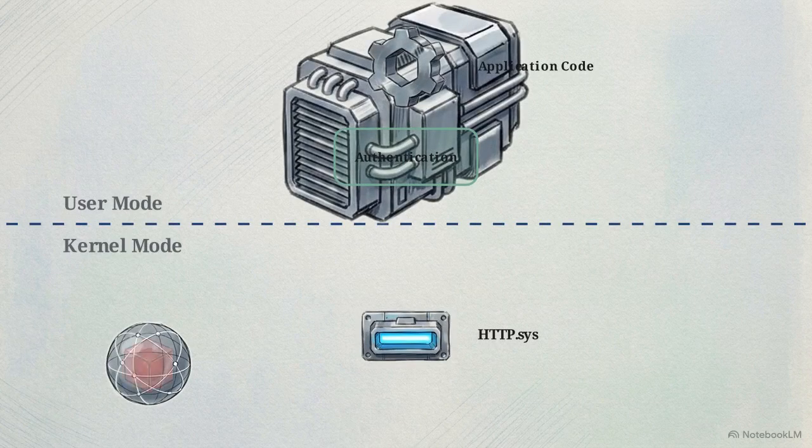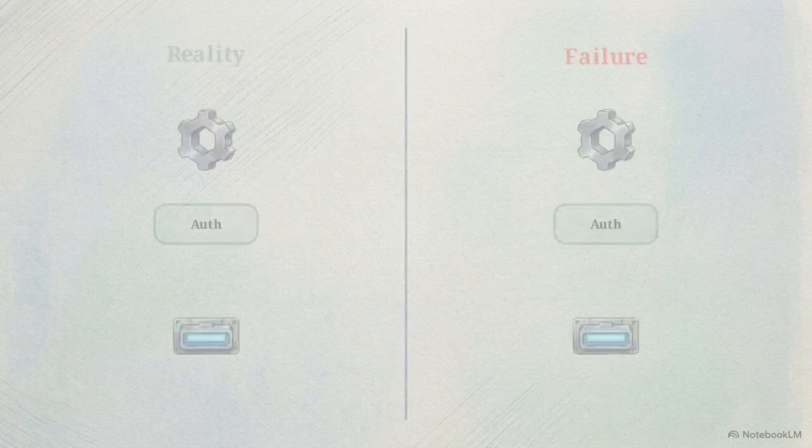Imagine an unauthenticated user attempts to access a highly secure admin dashboard. This red packet enters http.sys. Uncached, it moves up to the user mode's authentication module. It detects missing credentials and hits a hard barrier. Assigned a 401 unauthorized status, the packet routes straight back down, completely bypassing the application code.